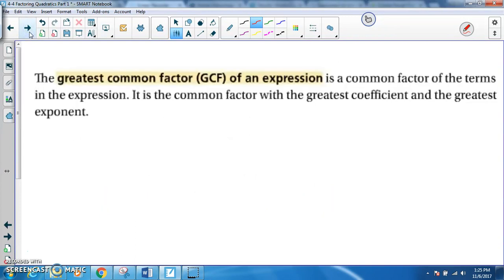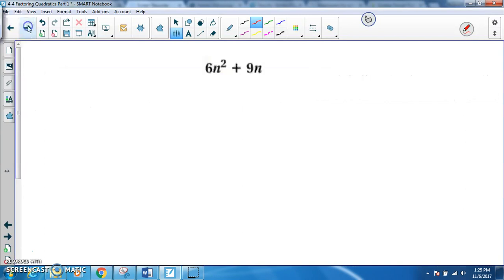The greatest common factor, or GCF, of an expression is a common factor of the terms in the expression. It is the common factor with the greatest coefficient and the greatest exponent. So if we have 6n squared plus 9n, we have to think about the greatest coefficient and the greatest exponent.